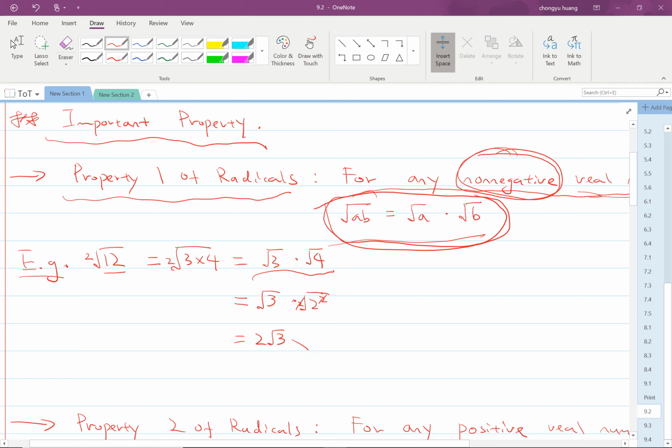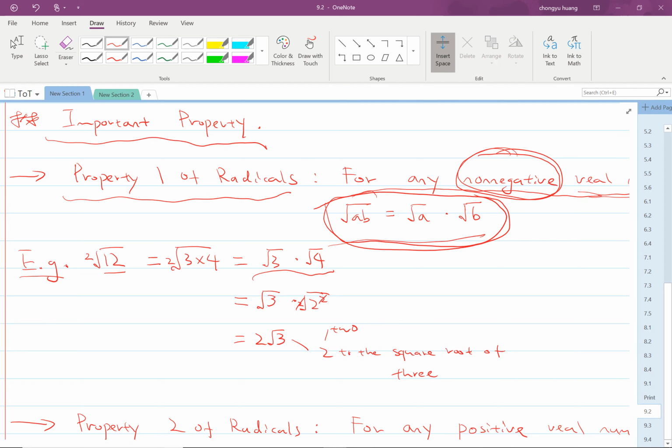Let me write it down: 2 square root of 3. That's how you read it.